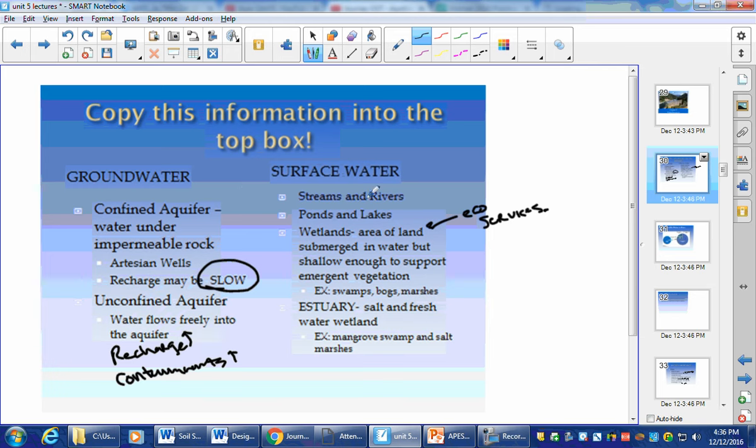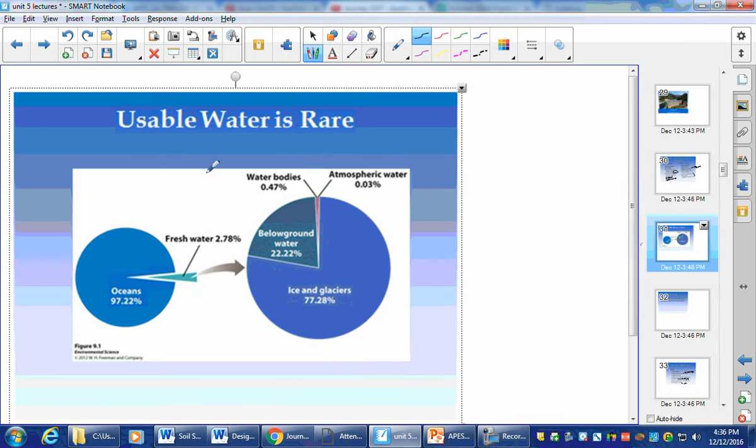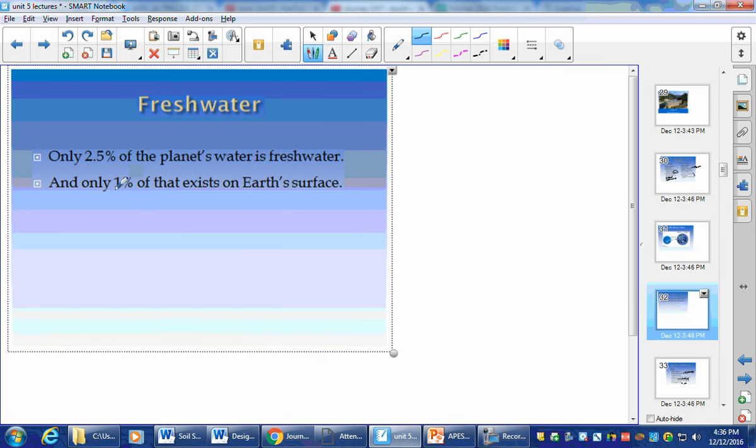Now, surface water: streams and rivers, ponds and lakes, wetlands. We talked about ecosystem services. Estuaries like marshes also do very similar things, so it's important to talk about the ecosystem services of these. Okay, usable water: about 3% of our water is fresh water, but of that fresh water, only 1% is readily drinkable, because a lot of it is locked up in ice and glaciers. Okay, here it is, same fact.